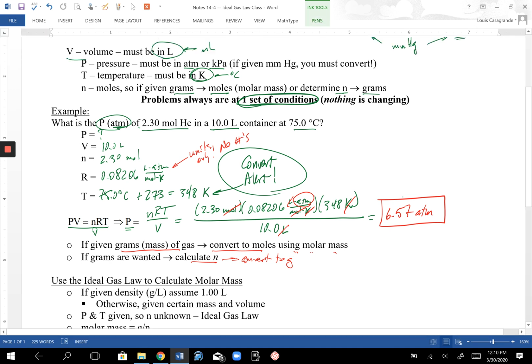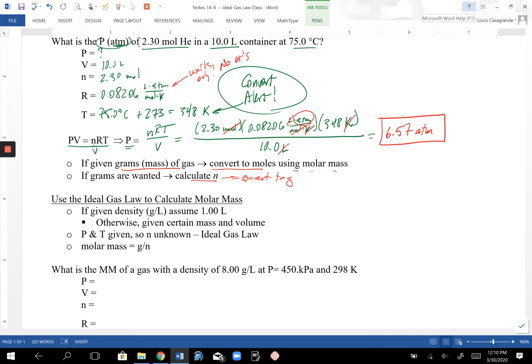Now, one of the cool things about PV equals nRT is that this gives us a tool for determining the molar mass of a gas if we know the density of the gas. So, if we're given the density in the units of grams per liter, since we're not going to be given a volume, let's assume that we have 1 liter. It's just going to make life easy for us, and as long as we only make one assumption like this, it's going to be valid. So we have 1 liter of the gas.